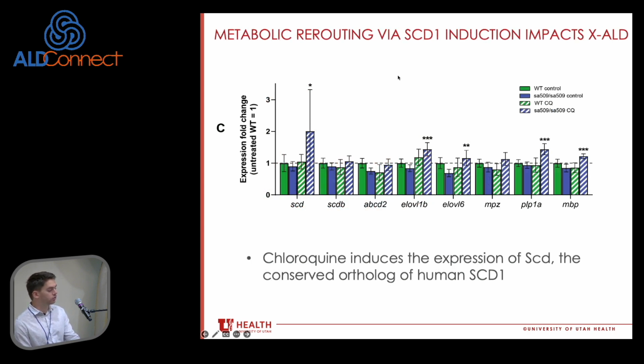So to investigate the mechanism of action of chloroquine, we tested the expression of different genes involved in very long chain fatty acid beta oxidation, or also in myelination, and we observed this significant increase in this gene SCD, which appeared to be quite interesting.